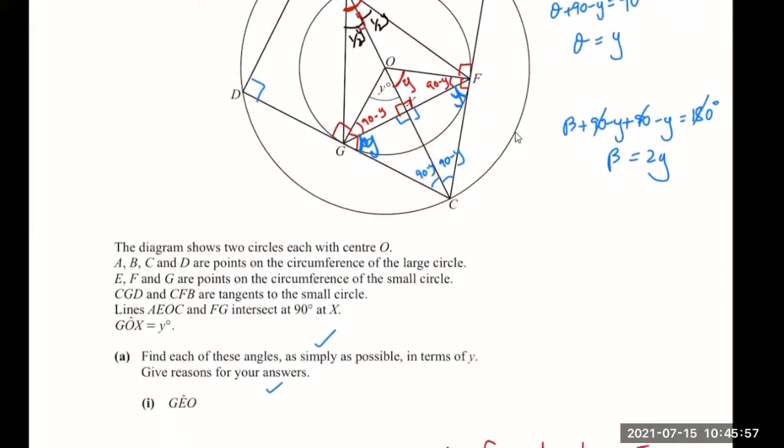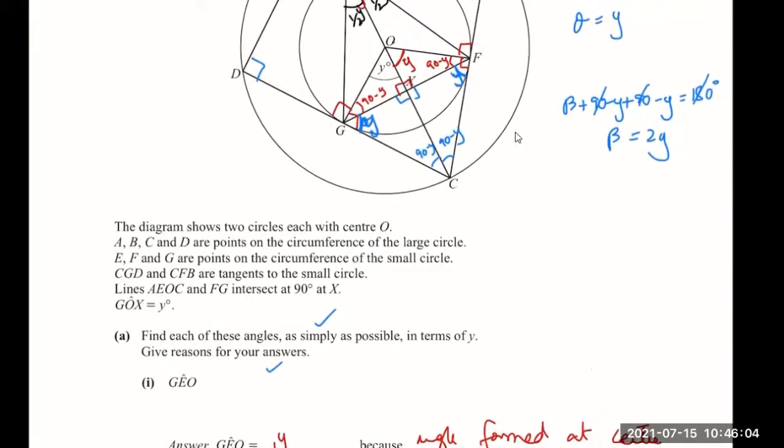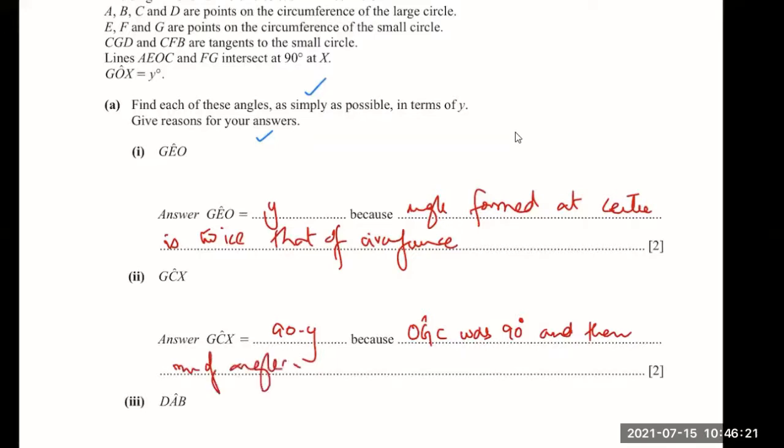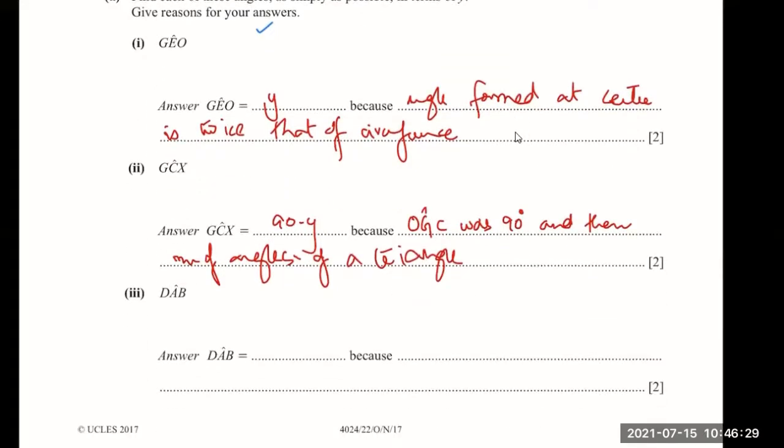Okay. Why was this 90 minus y? Because OGC was 90 degrees. It was tangent. So here OGC was 90. And then sum of angles of a triangle. So it looks like a difficult question on the face of it, but if you concentrate on the diagram only, you will be able to figure out the question.